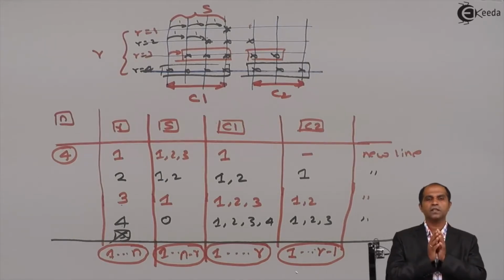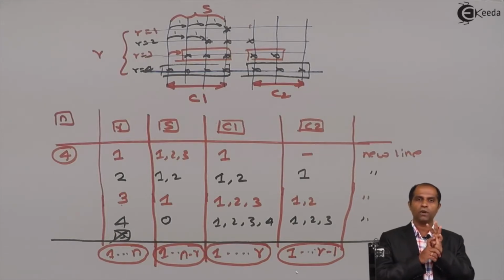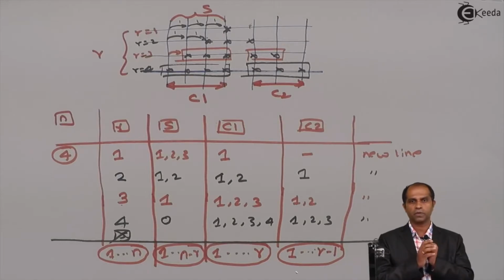So let's summarize this. First is R, which will go from 1 to n. S, same as before, is 1 to n minus r. C1 is 1 to r and C2 is 1 to r minus 1.